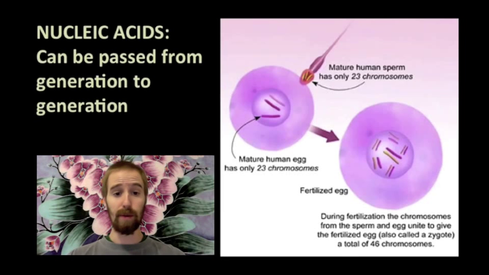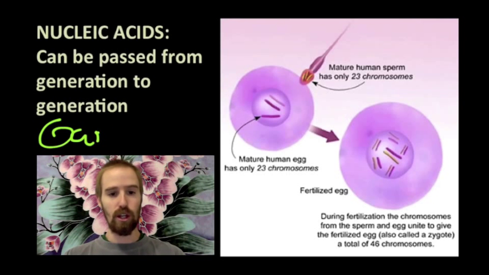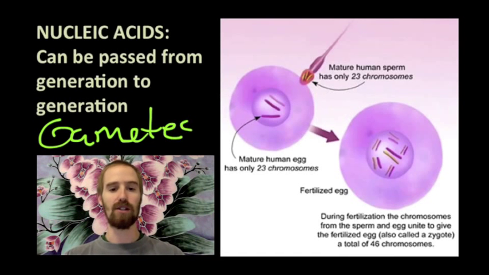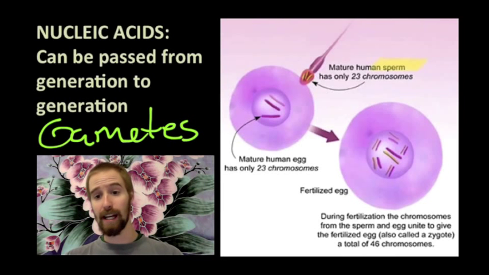During sexual reproduction, however, DNA from one organism is combined with the DNA of another organism to form a completely new combination of DNA. To accomplish this, organisms that reproduce sexually use special cells called gametes. Male gametes are called sperm, and female gametes are called eggs.